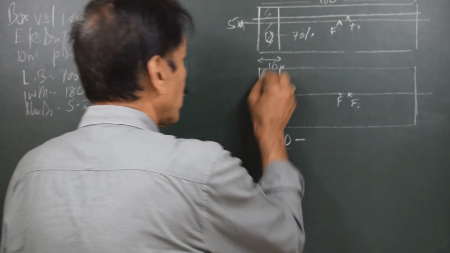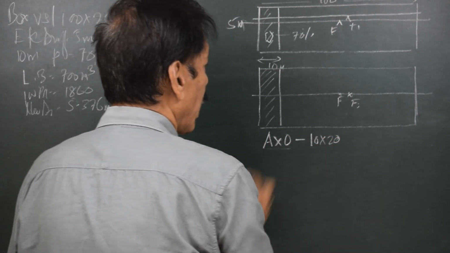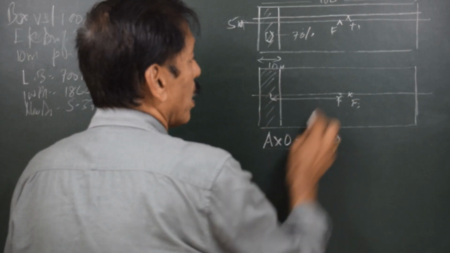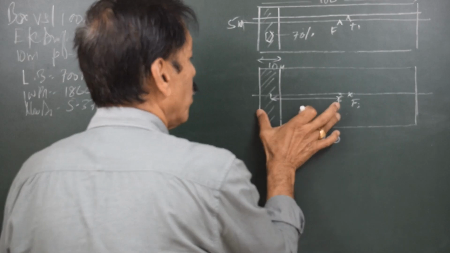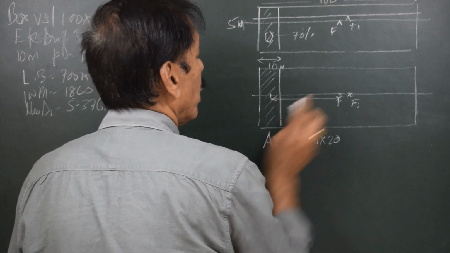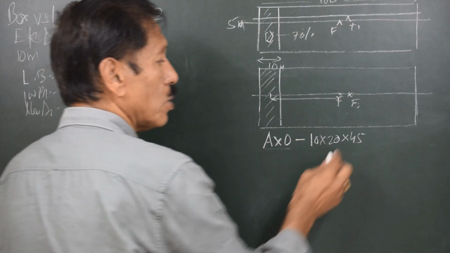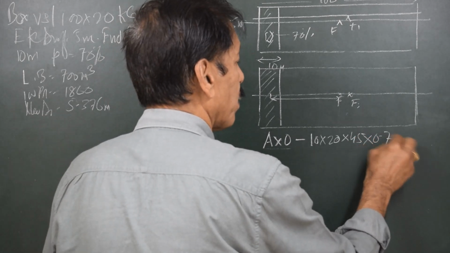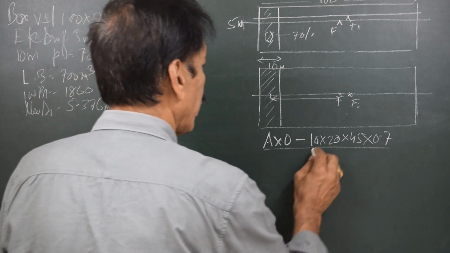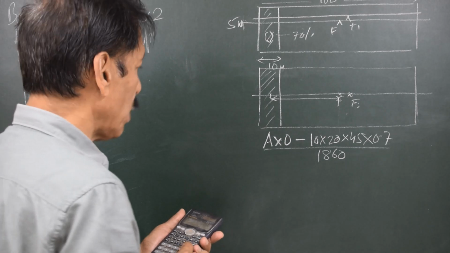Minus, what is this area? This area is 10 into 20. And what is the distance to the original centroid? Half the length is 50 meters, we know. And from here to here is 5 meters. So this distance should be 45 meters. But mind you, this is loss. Loss is to be always multiplied with permeability. Divide by intact water plane area, and intact water plane area is 1860. So let's do this calculation.